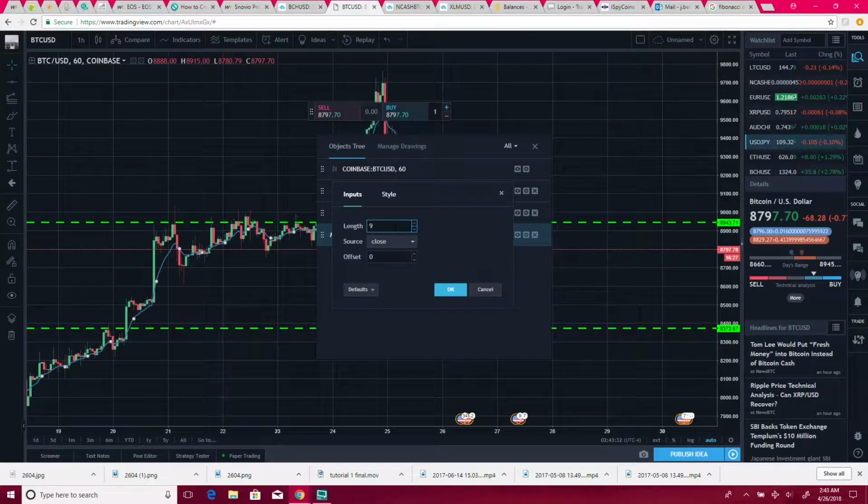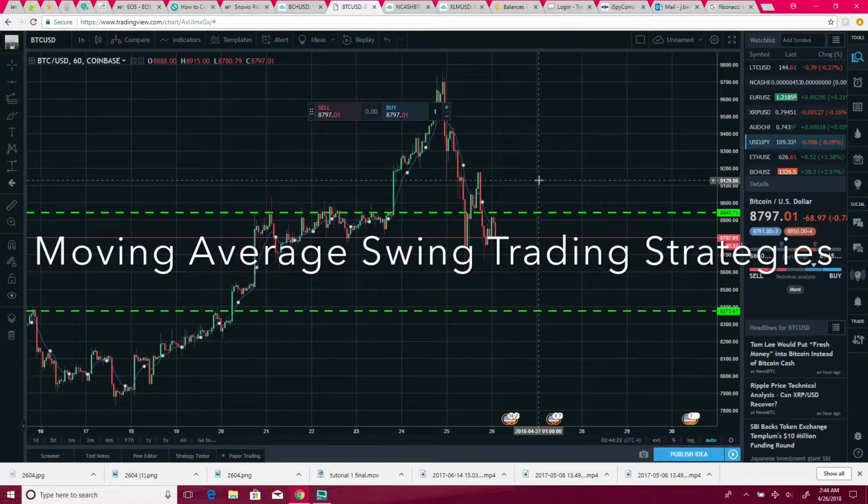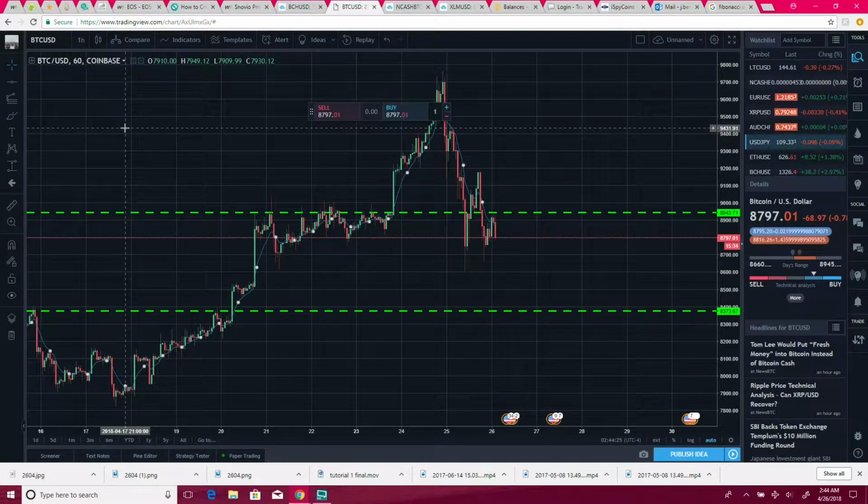But if we come in here to inputs, we can change the length of however many candlesticks we want to average together. So when the length is 9, that means it's counting the previous 9 candlesticks and averaging them together. And when you change the time, if I change it to day, it's going to average the previous 9 days. If I change it to minutes, it's going to average the previous 9 minutes. Okay, so I'm going to show you two strategies that we use with the EMA.